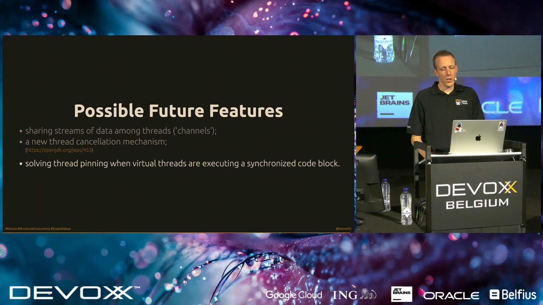And finally, this is something that I think everyone could feel coming when I talked about it, solving thread pinning when virtual threads are executing a synchronized code block. There are plans to make sure that this isn't needed anymore. For native methods, it's not really possible or feasible to do, but for synchronized methods, they are thinking of adding modifications to support that. I'm curious to see how that will develop, and I will try to keep in mind and blog about it, write about it if something becomes available. So if you're interested, follow along with me.